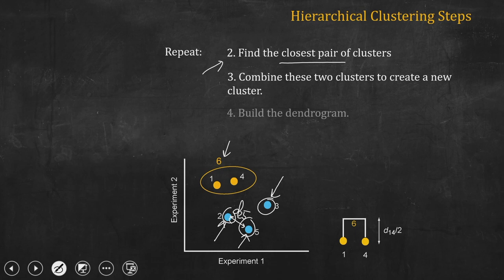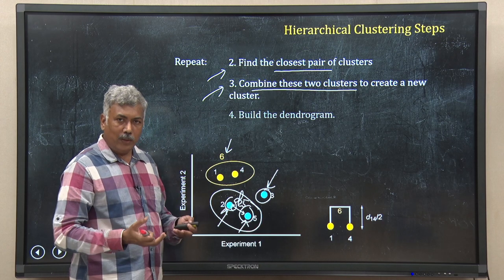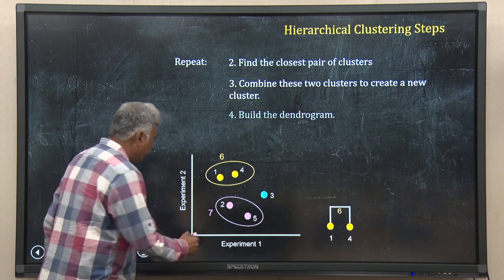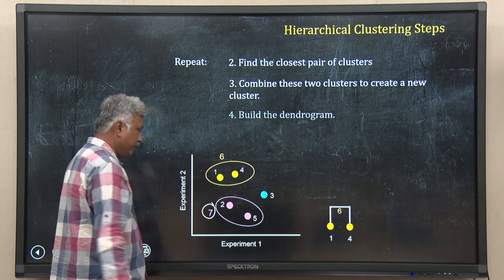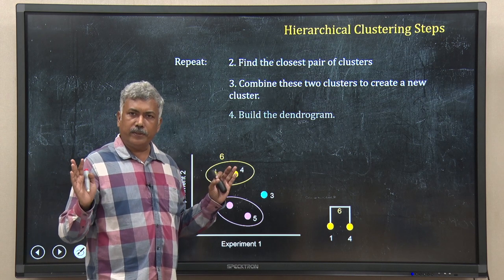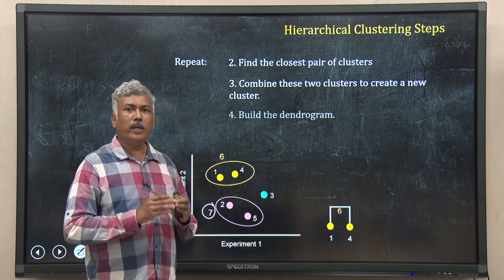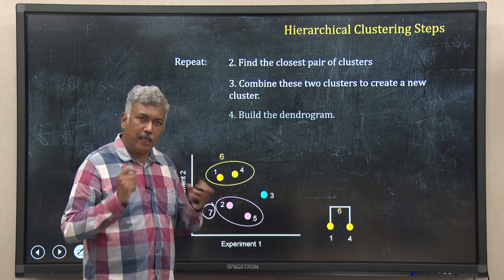So, what will I do? I will move to the third step. I will combine these two clusters to create a new cluster, just like we did earlier. So, now, I will combine 2 and 5 to create a new cluster. That is what I have done here. So, I have got a new cluster 7. 2 and 5 now disappear. So, I have got a new cluster by combining cluster 2 and cluster 5 to create cluster 7.